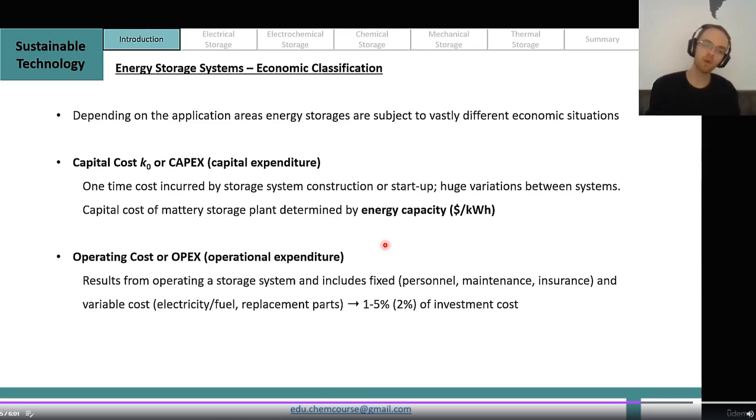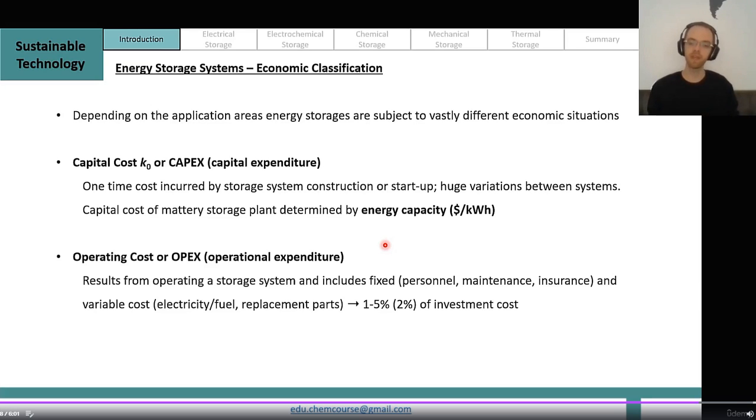This capital cost of a storage is usually given per energy capacity, and this is given in the unit of dollars per kilowatt hour. Despite this normalization per kilowatt hour, the systems are still hugely different, just depending on material costs and efforts, of course.